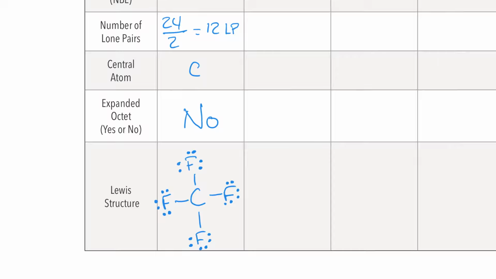The last thing we want to do is make sure that we have used the 32 valence electrons that we started off with. 2, 4, 6, 8, 10, 12, 14, 16, 18, 20, 22, 24, 26, 28, 30, 32. We've used all 32 valence electrons, so this is an appropriate Lewis structure for CF4.